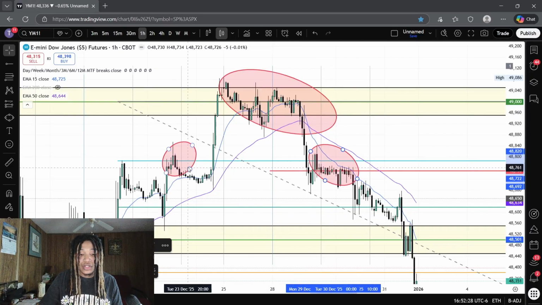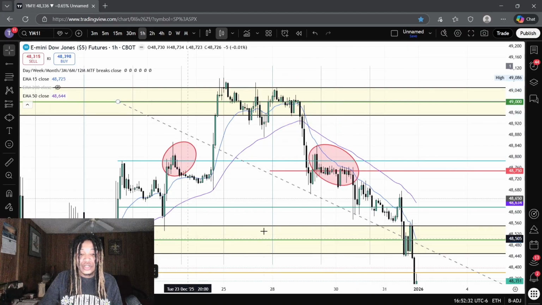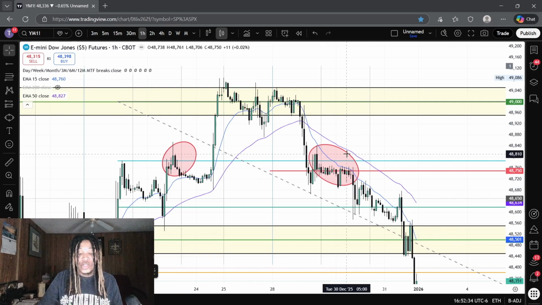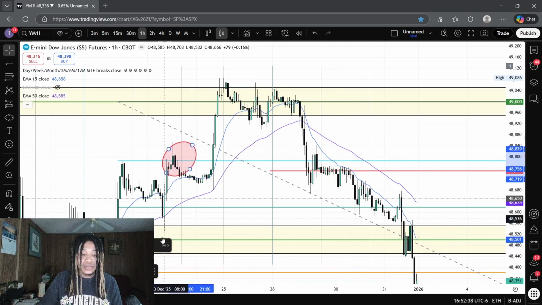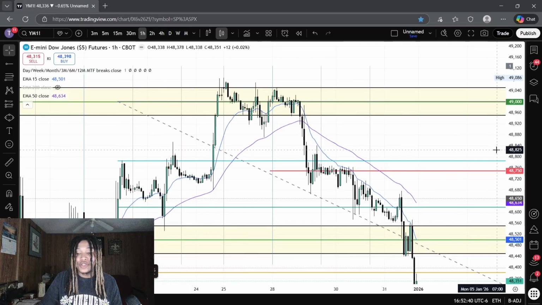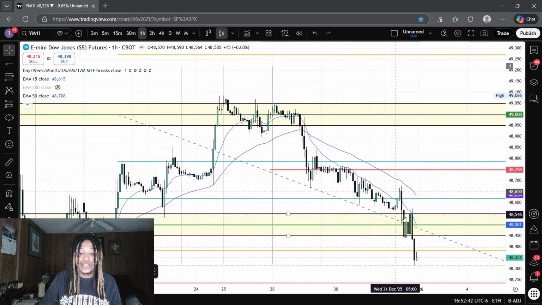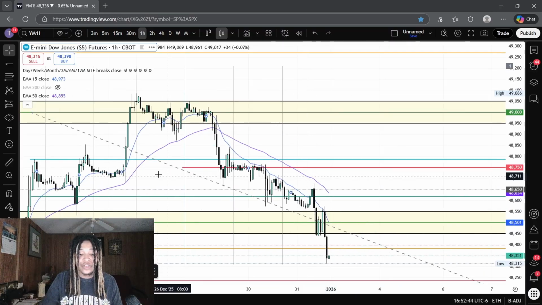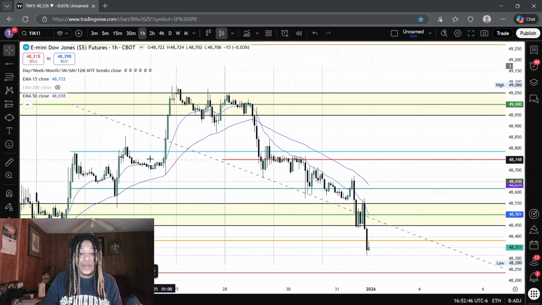Stupid mic messed up again. But I was saying you don't need five confluences. Two or three is good enough. Five is awesome, great, but all you need is about two or three. So when I see it, I'm taking it. I probably keep the fib on sometimes, but not always.